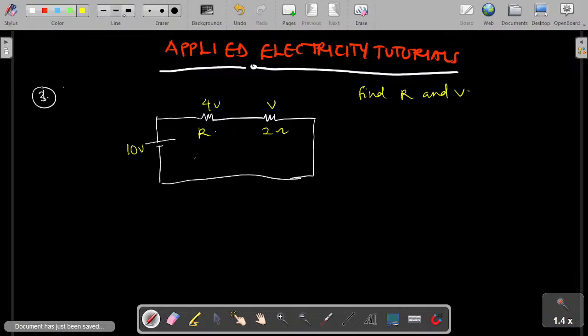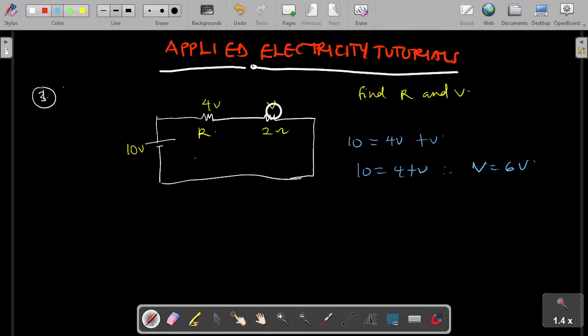So without even solving anything, we realize that 10 should be equal to 4 volts plus the voltage across the 2 ohm resistor, which is V. Therefore, 10 should be equal to 4 plus V, and we can say that V is equal to 6 volts. So therefore, this V now becomes 6 volts. This is how we find it. As simple as that.